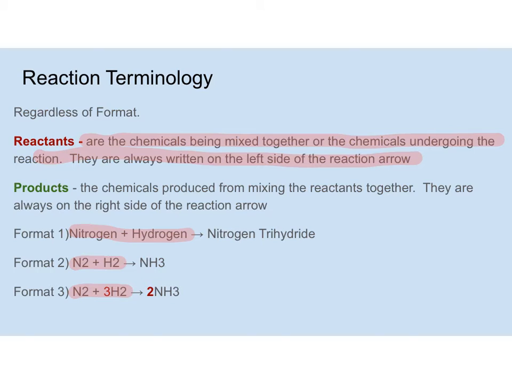Okay? So products are the chemicals produced from mixing the two reactants together. I'm going to take these two things like nitrogen and hydrogen together and produce a product. So products are what is produced from the mixing of the reactants. Now they are always written on the right side of the arrow. So I'm going to highlight these in green here. So these are what my products are.